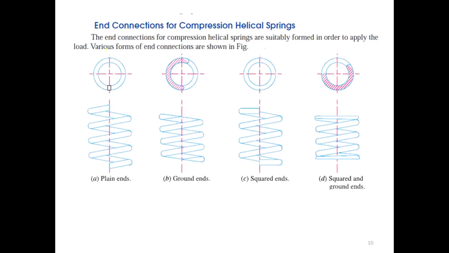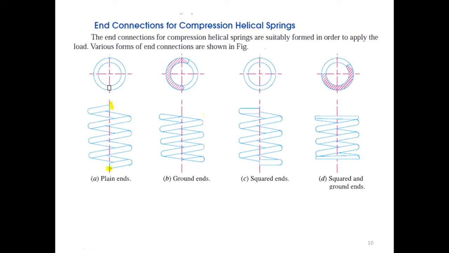So again, for the springs, different ends are present, and these different ends are useful for mounting the springs for different applications. You can say the end connection of the compression spring is a plain end. In this case, just one wire is wound in a spiral, and this end is perpendicular to the axis of the spring, and it is cut here. So it is called a plain end type of spring.